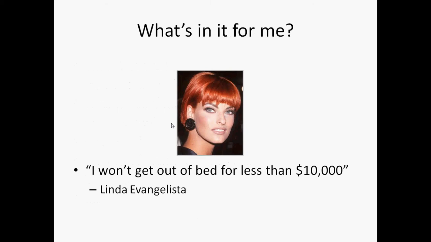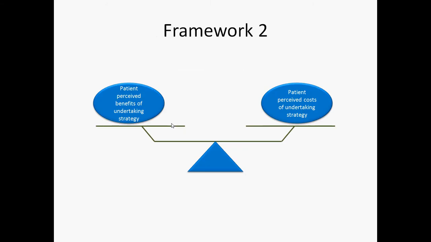The key contention, though, in understanding why people do some things and not others usually boils down to this very simple question: what's in it for me? Linda Evangelista, a former supermodel, captured this beautifully, I think, with the statement, "I won't get out of bed for less than $10,000." Framework number 2 is based very much on this proposition, that it's all about me. What's in it for me?